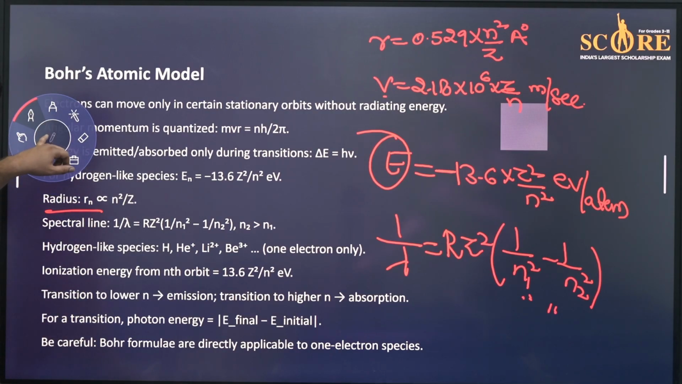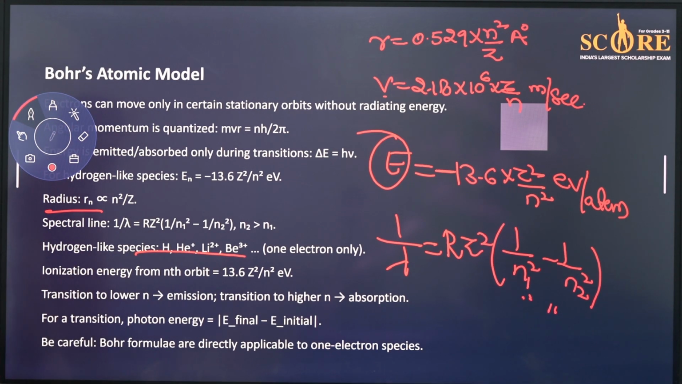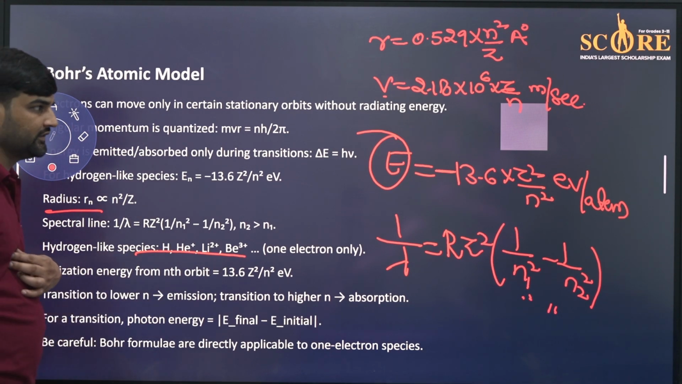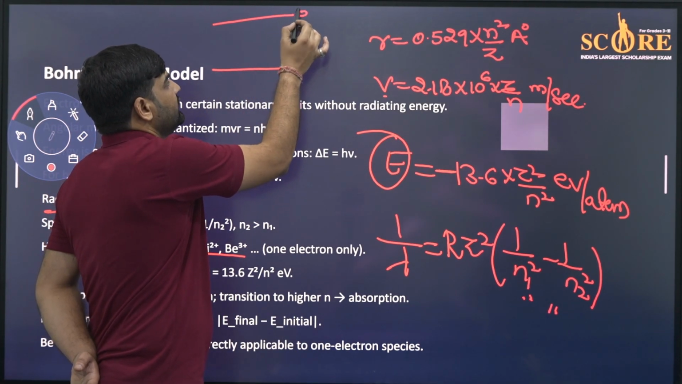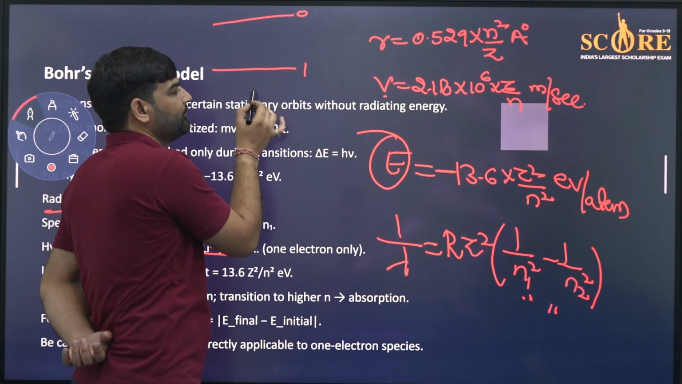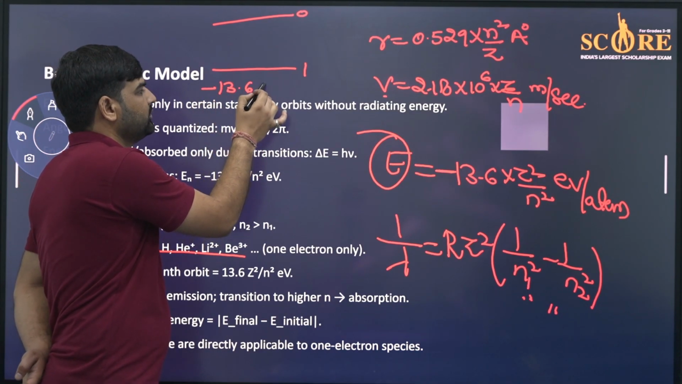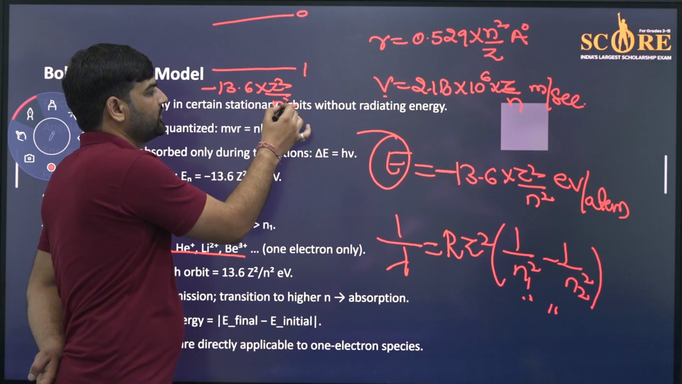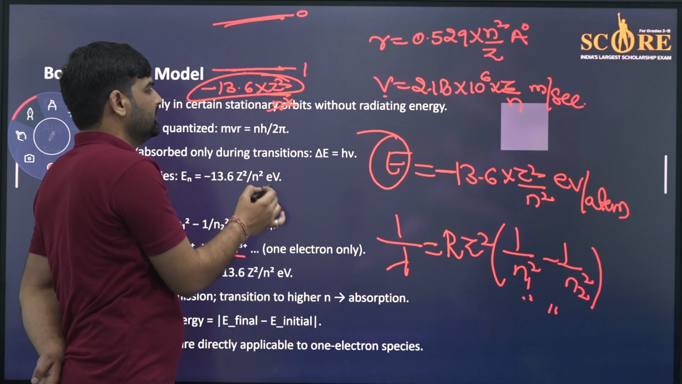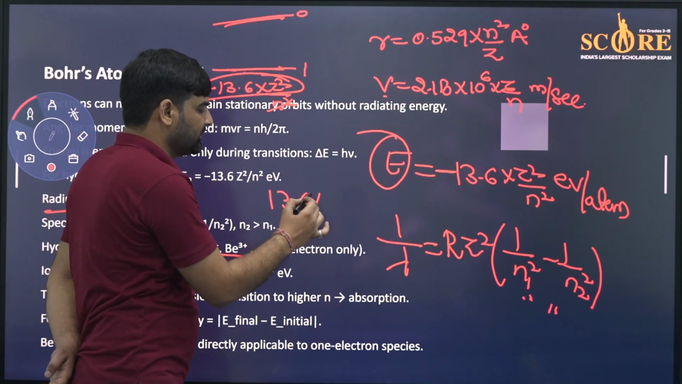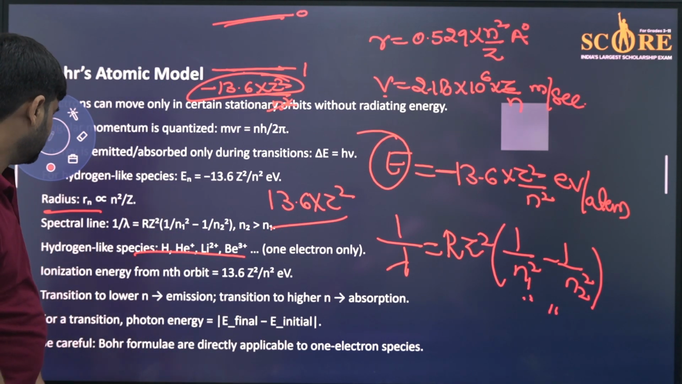Next, hydrogen-like species. Hydrogen-like species means only one electron should be there. Ionization energy. Ionization energy means what? Energy at infinity is 0. Energy at n equals 1 we have to calculate. So energy at n equals 1 is minus 13.6 Z square divided by n square, where n should be 1. So this is the energy of this level. Final will be 0, initial is this. So the difference will be 13.6 multiplied by Z square. So this will be the ionization energy.